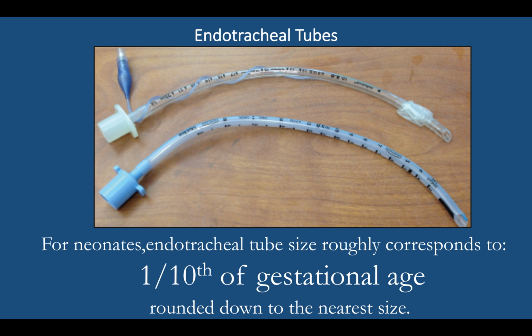When choosing what size endotracheal tube to use, remember to use the rule of 1/10 of gestational age. So if you had a 35-week infant, you would probably use a 3.5 uncuffed endotracheal tube.